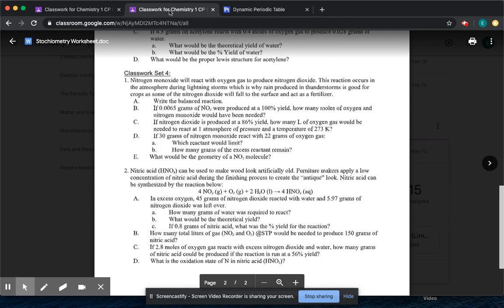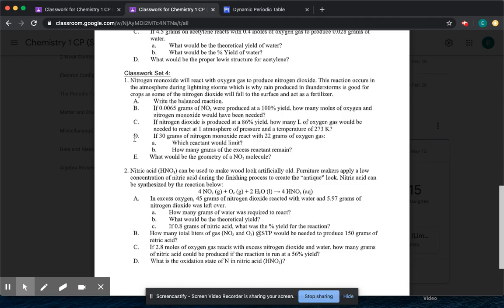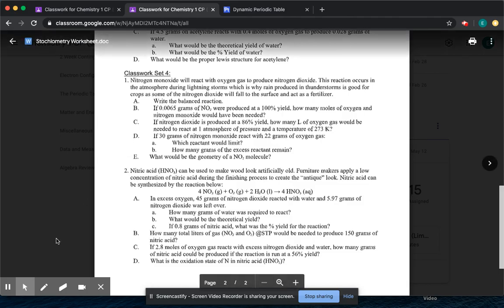So today, you're going to be doing class set 4, and you will be doing everything pertaining to the previous class sets and now the addition of the excess and limiting and the percent yields. So in number 1, you do not have to do E. E is talking about geometry, which we've already done in the previous unit. I don't want to focus on that anymore.